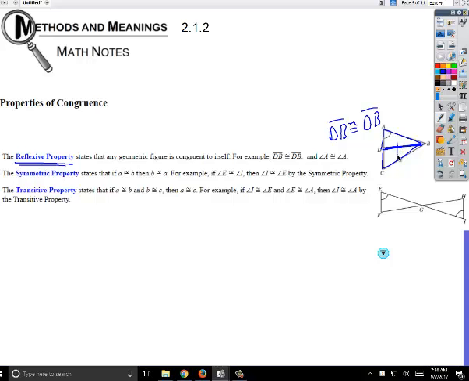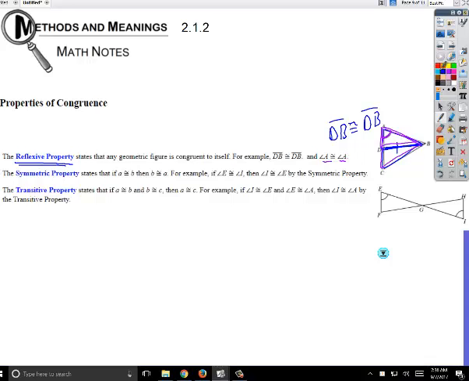And if you were talking about this triangle and this triangle, you could say this angle is congruent to itself because it's in both of those triangles. So it's a way to talk about parts that are used twice as being congruent to each other.